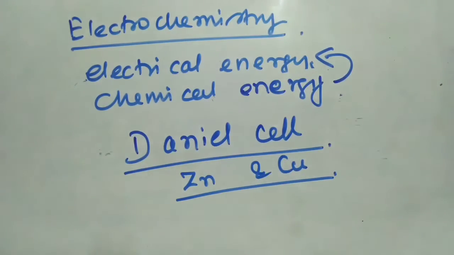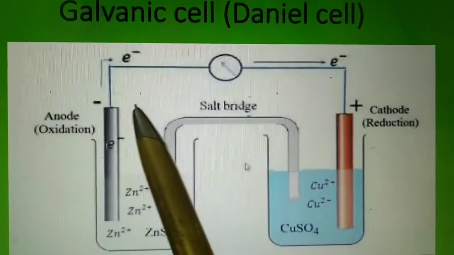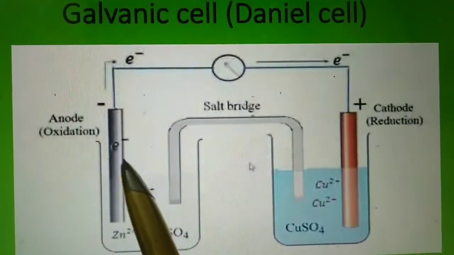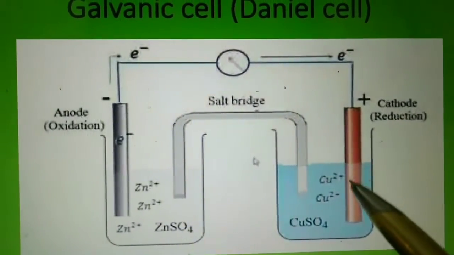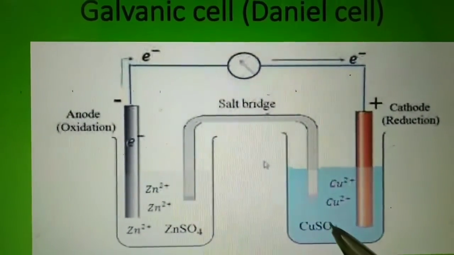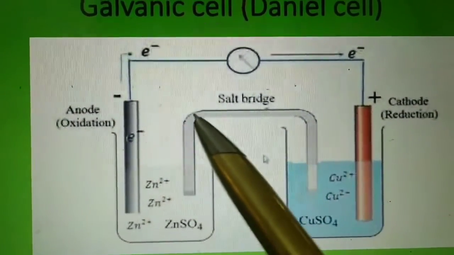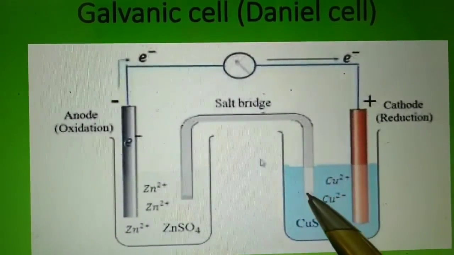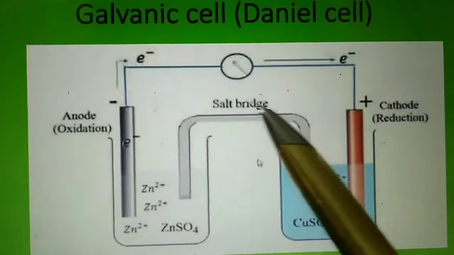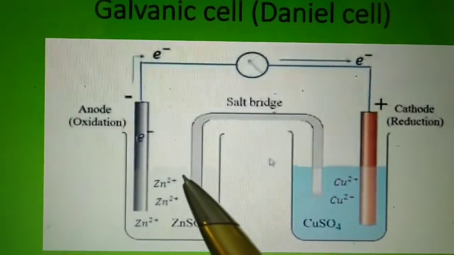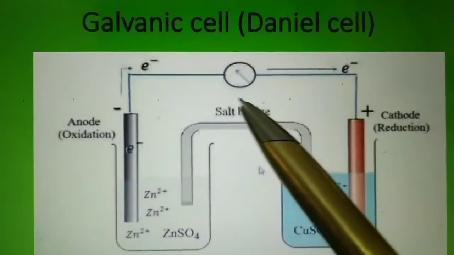Let us discuss the Daniell cell in detail. This is the Daniell cell, which consists of a zinc electrode dipped in zinc sulfate solution and a copper electrode dipped in copper sulfate solution. These two half cells are connected internally by a salt bridge containing potassium chloride or ammonium nitrate with a porous plug on either side, which helps in the movement of ions between the two half cells. Again, these two half cells are connected externally by wires through a voltmeter.